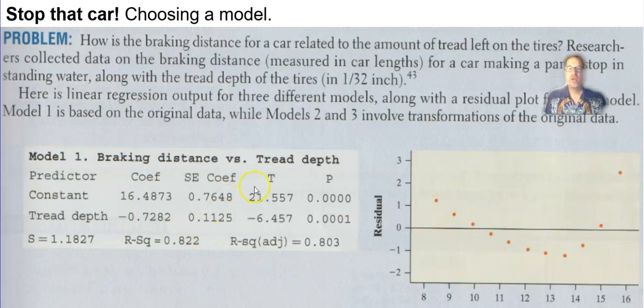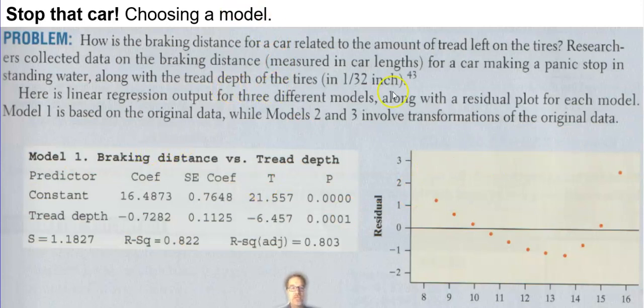So let's look at this problem. Let's stop the car. I want to know, how is the braking distance of a car related to the tread that's left on the tires? Researchers collected data on braking distance measured in car lengths for a car making a panic stop in standing water, along with tread depths of tires measured in 1/32 of an inch. Here's the linear regression output for 3 different models with residual plots for each model.